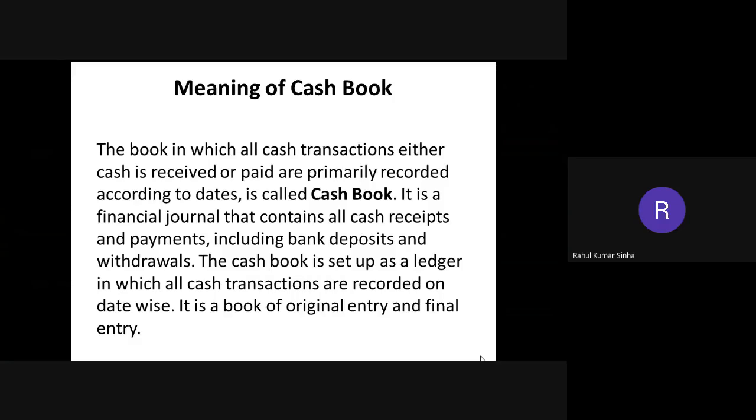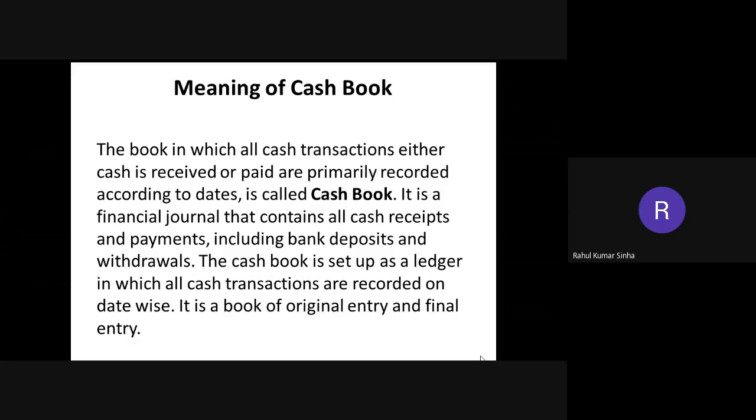You see that in accounting, we go through journals, then ledgers, then trial balance, and finally the final account is prepared. Throughout this process, we record various transactions in the journal, then we make the posting in the ledgers. And finally, we prepare the final account to know the profit or loss earned by the business.